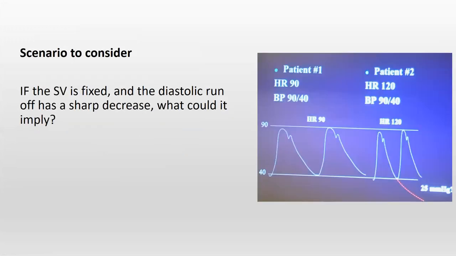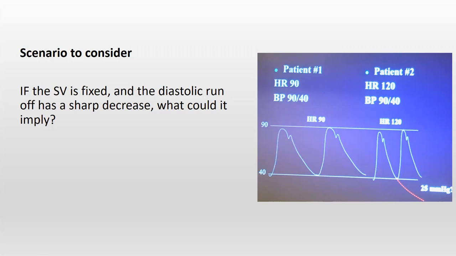Now, a scenario to consider: let's say our stroke volume is fixed and the diastolic runoff shows a sharp decrease. What could it imply? I'll put this waveform as a hint. So what could make the blood move extremely faster in diastole? It'll be when there's no resistance.